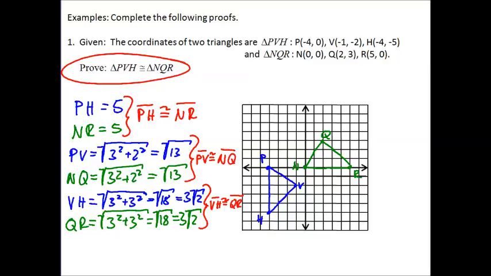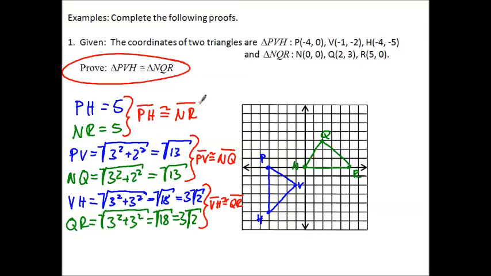So let's mark everything we have found congruent. Segment PH is congruent to segment NR. Segment PV is congruent to segment NQ. And segment VH is congruent to segment QR. And note that I use 3 different sets of congruence marks. So we found that segments PH and NR are congruent. So that's 2 sides. How did we find that and determine that, by the way? We used the definition of a congruent segment, because congruent segments have the same length.